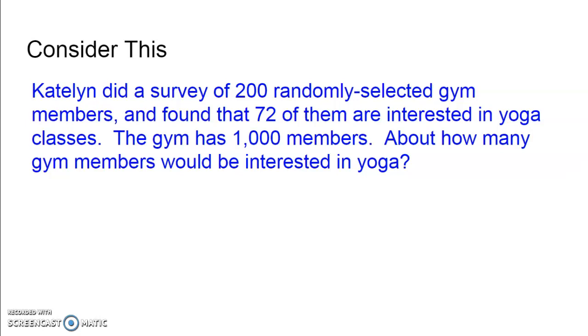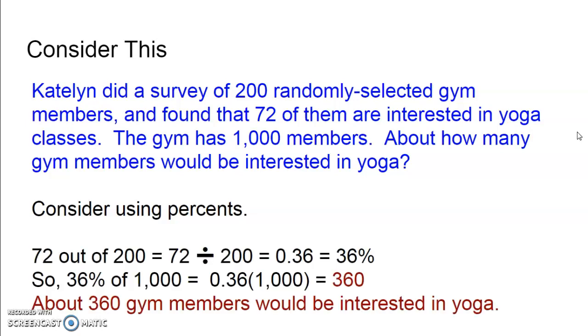The gym has 1,000 members. About how many gym members would be interested in yoga? All right, so consider using percents on this one. 200, 1,000, those numbers that end in zeros really work well in terms of working in percents. All right, so I figured it out this way, but again, there are several ways to do this.